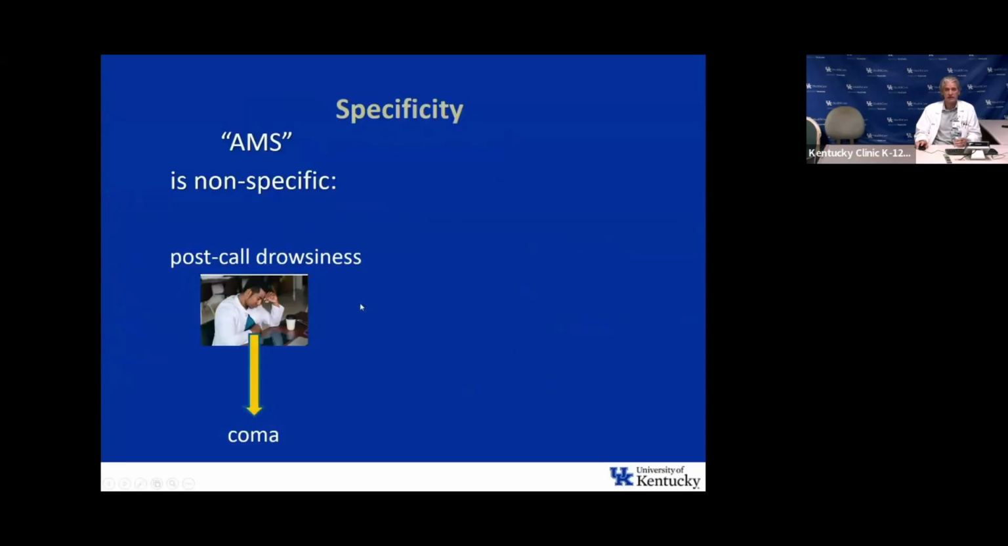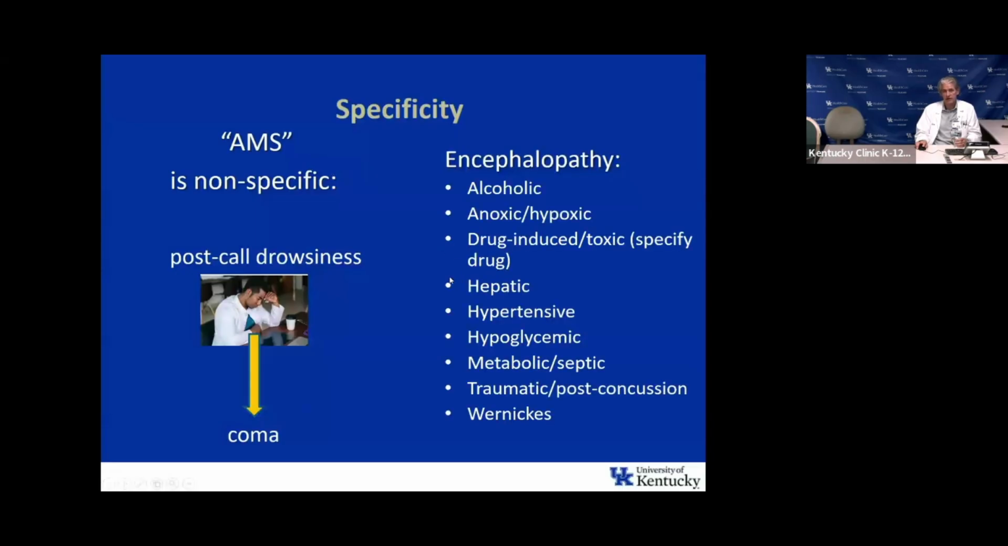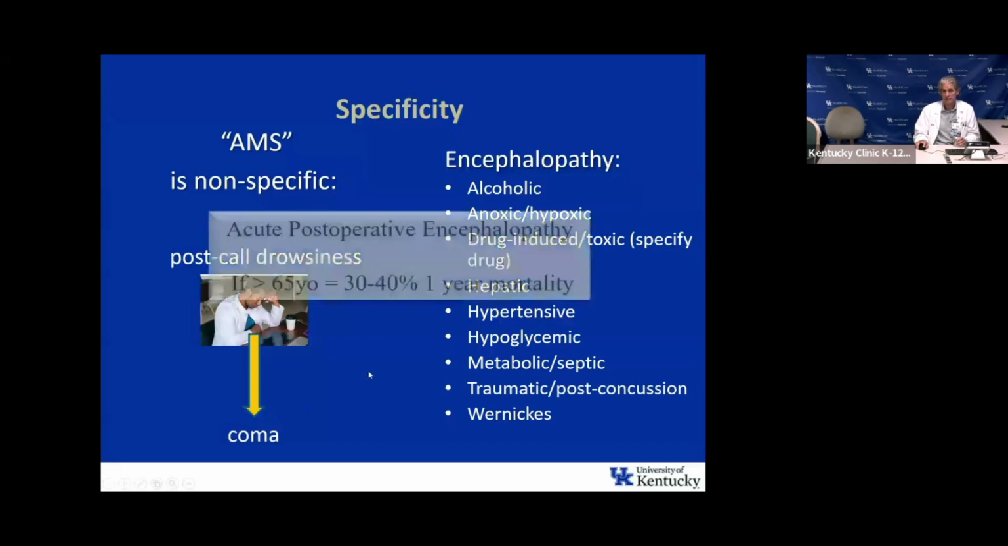AMS is about as nonspecific as it gets. Okay, so that's drowsiness all the way to coma. Encephalopathy is the diffuse axonal dysfunction that you see on an EEG that manifests as an altered mental status. Lots of different etiologies. All of these have acute and chronic manifestations. So be specific. If you have a patient going for a procedure and they're encephalopathic and they're over 65, 30 to 40% of them are dead in a year.